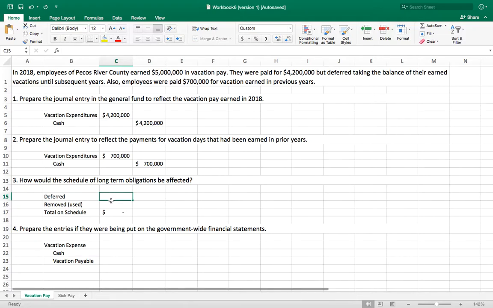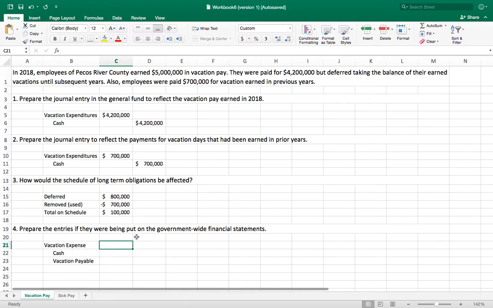Now number 3 is how will the schedule of long-term obligations be affected? Now this is dealing with the deferred amount from this year, which is $800,000. So that $800,000 is going to be added to the schedule of long-term obligations because we are going to have to pay that deferred pay later on in subsequent years. But we're also removing $700,000 because that was an amount that was already on the schedule from the previous year that we have now paid off. So we're going to have $100,000 added from this scenario.